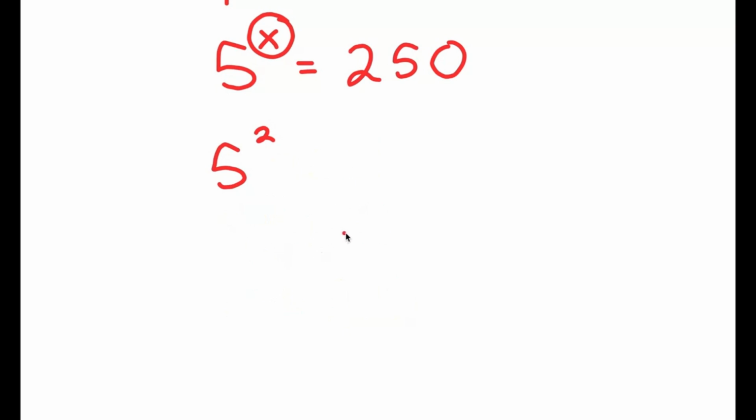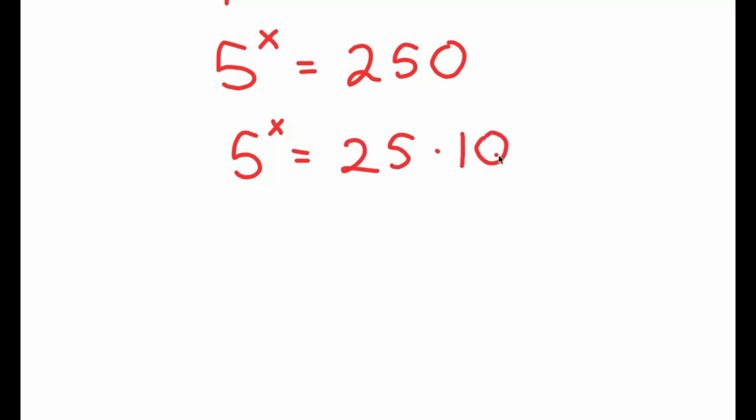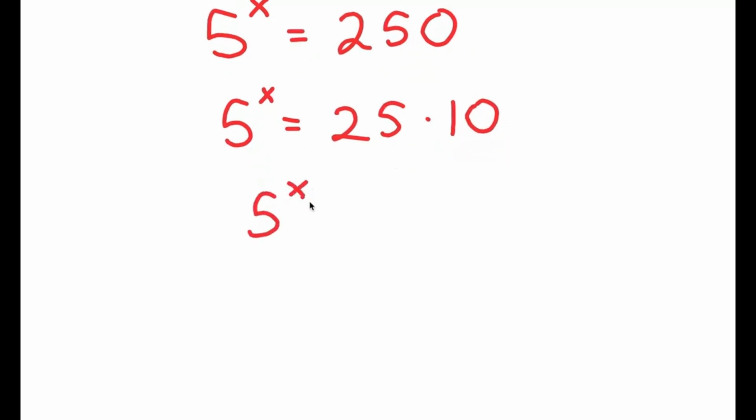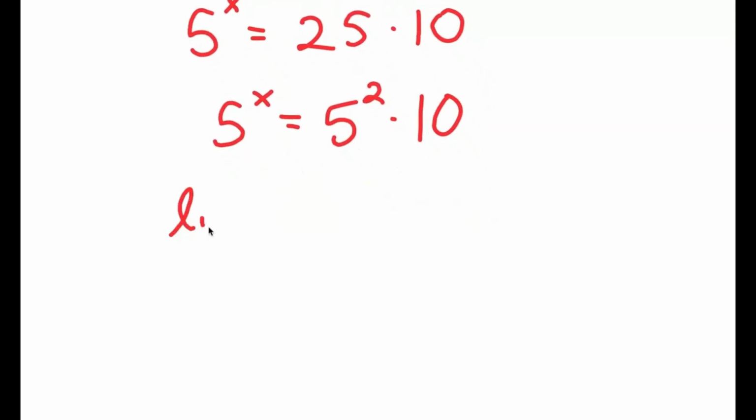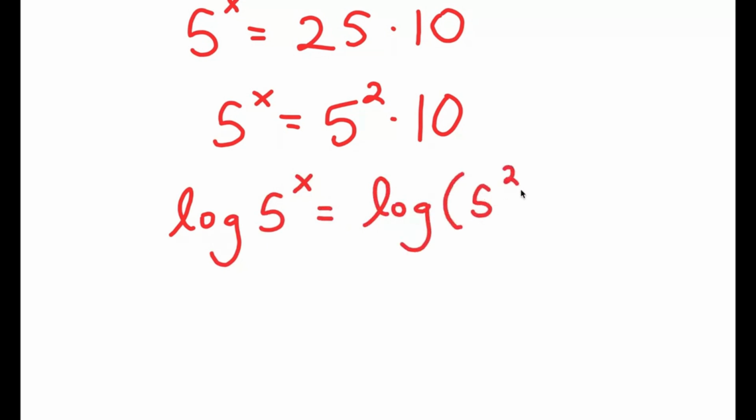Now to actually find the exact value of x, not just an estimate, what we're going to do is rewrite 250 as 25 times 10. And the reason I did this is because 25 is the same thing as 5 squared. So I get 5 squared times 10. And now I'm going to take the log on both sides. So I get log of 5 to the power of x is equal to log of 5 squared times 10.